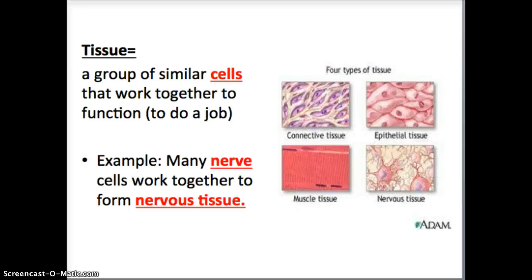Now, when a bunch of similar cells come together, we call this a tissue. There are different types of tissue depending on the types of cells that are coming together. So, for example, if you have a lot of nerve cells, such as the cell we just saw, it will make nervous tissue. Many muscle cells coming together will make muscle tissue, and many connective cells make connective tissue, and epithelial cells, or skin cells, will make epithelial tissue.